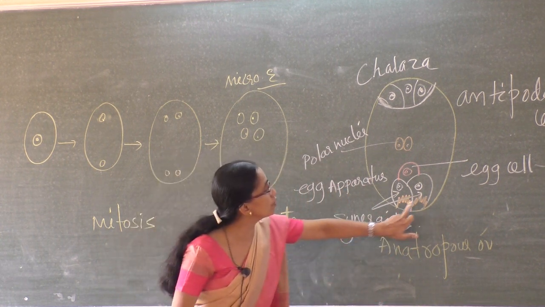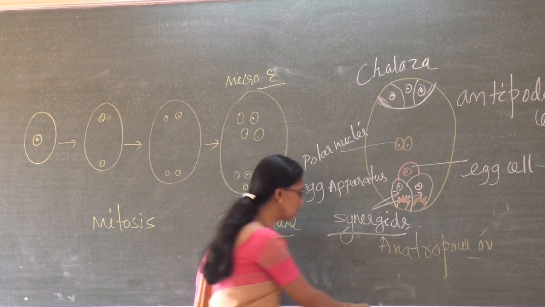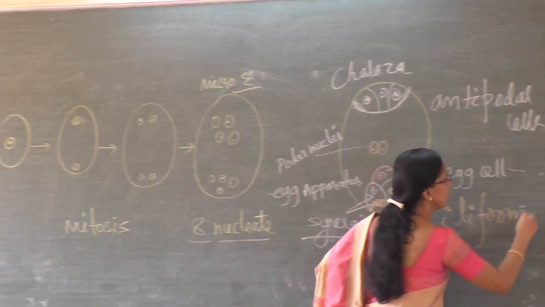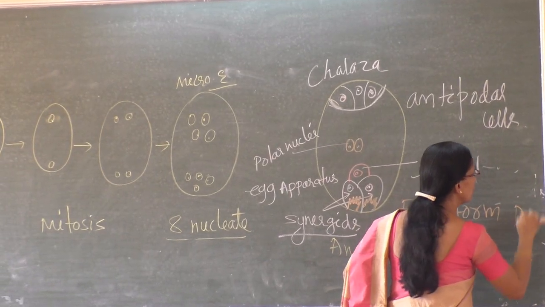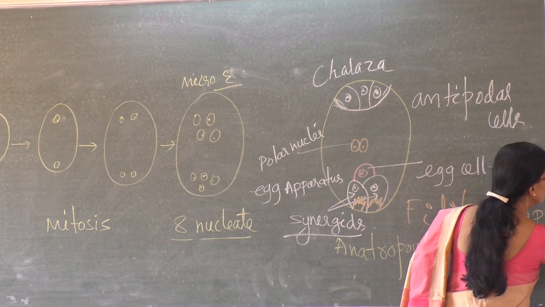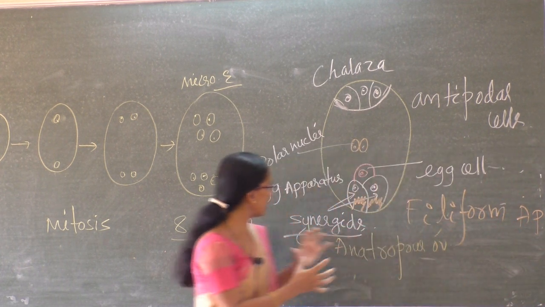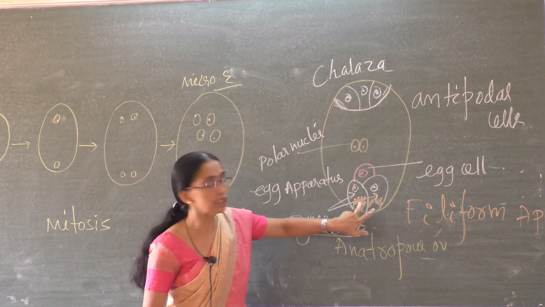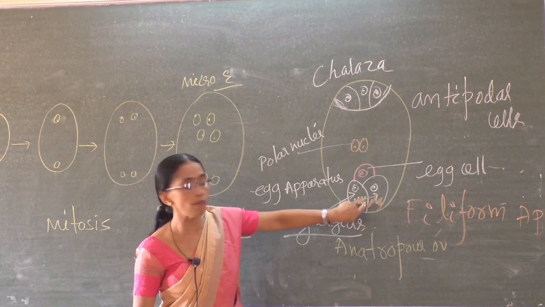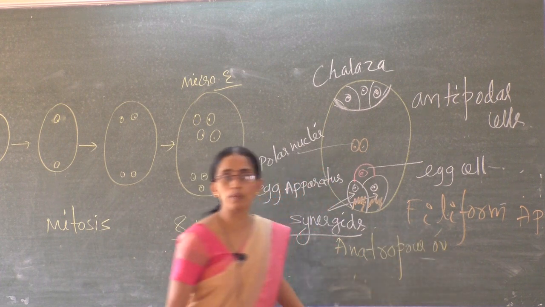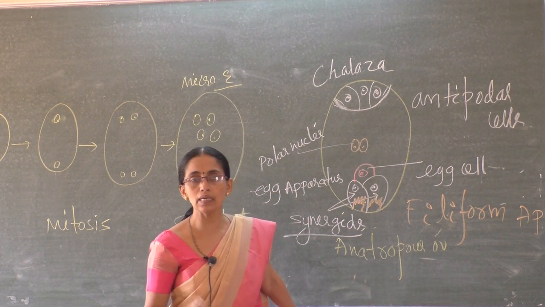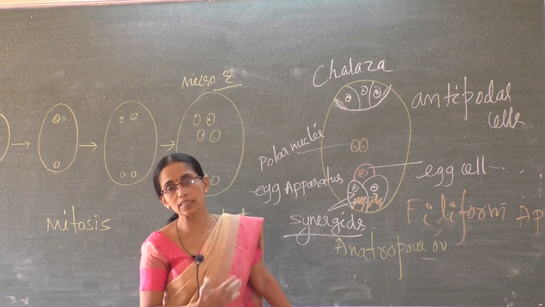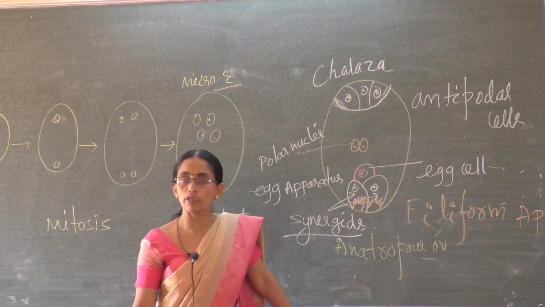Synergids have a type of thickening inside them known as the filiform apparatus. So the egg apparatus consists of the egg cell and 2 synergids. Synergids internally contain the filiform apparatus. The function of the filiform apparatus is that it guides the movement of the pollen tube when the pollen tube enters the embryo sac after the pollination process.